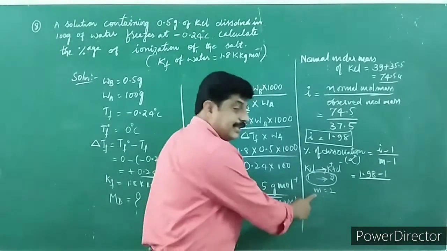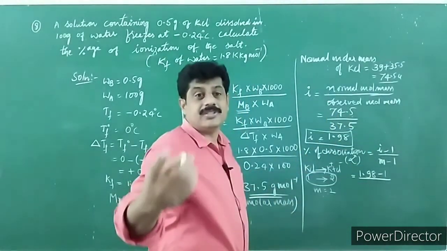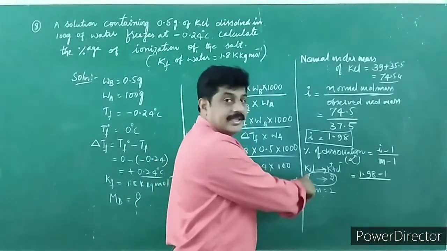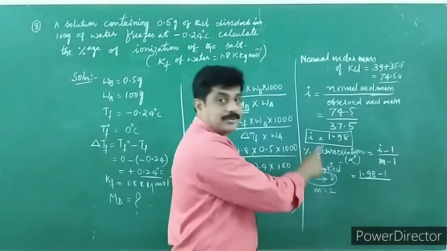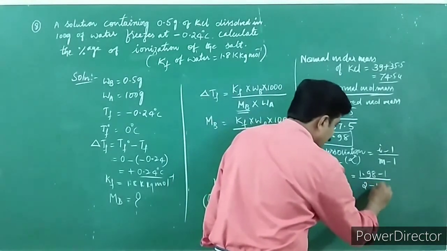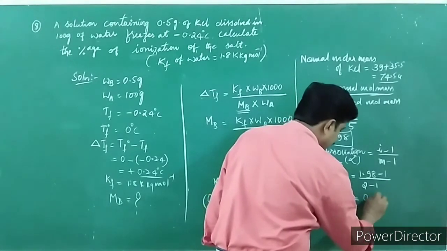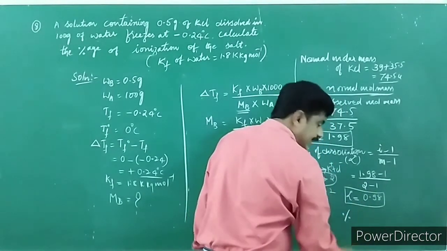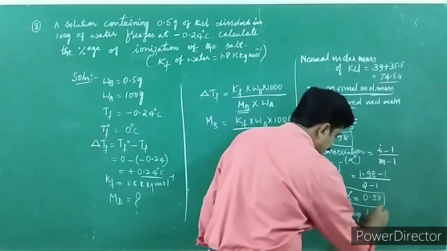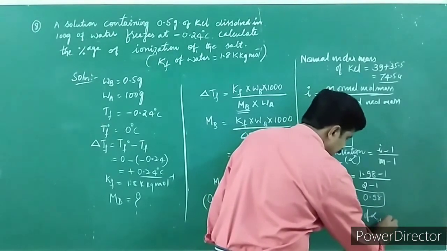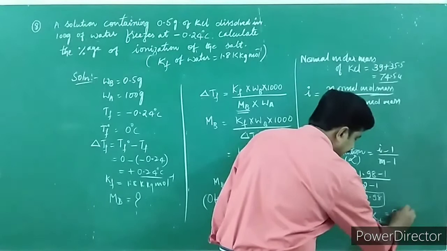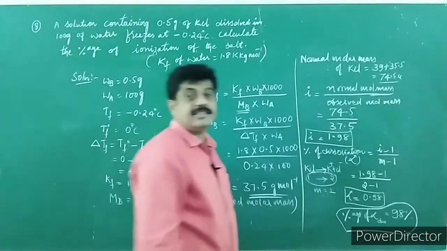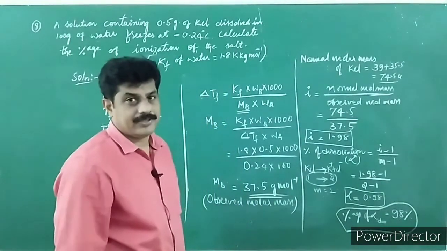I repeat again, m is nothing but the number of particles into which each particle dissociates. KCl dissociates into two particles, so m is equal to 2. That means 2 minus 1, and 1.98 minus 1 is equal to 0.98. Alpha is equal to 0.98. If you want to put it in terms of percentage, the percentage of dissociation is equal to 98%. Children, this is for 3 marks, very important for the examination.